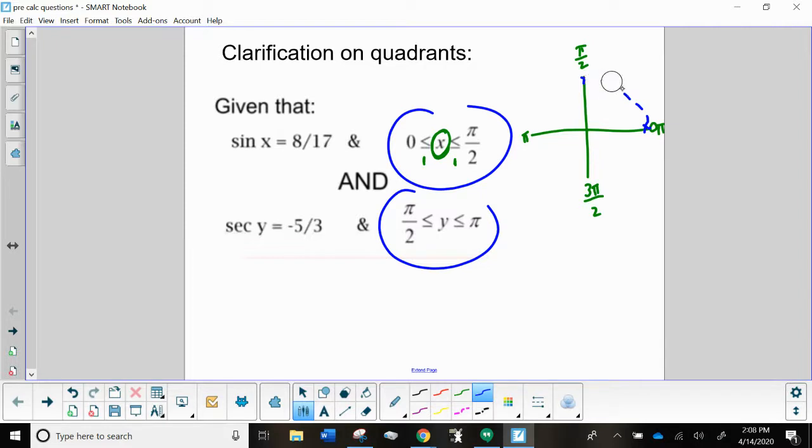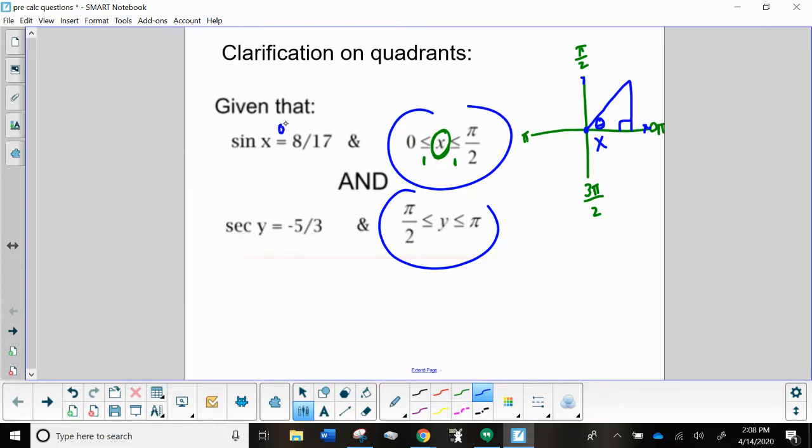Okay, so then the way you draw your triangles, you always have the theta, which in this case for us is x, near the origin, near 0, 0. And then you make the right triangle where your x and y coordinate intersect. And then from there, you just label like normal.